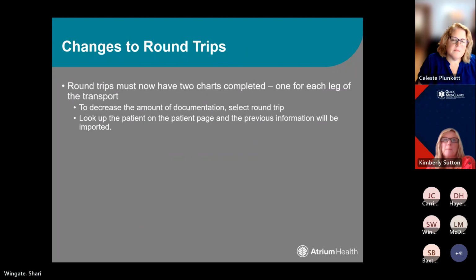There's a big change coming about to round trips. Sorry, guys, we have always done, if you've never relinquished care to that patient, that you do not have to do another chart. However, there are more and more insurance companies that are coming about saying, nope, we need two. And rather than saying, okay, if this patient has this insurance or that insurance, this is the pipe, no, we're just going to go ahead, cut to the chase. Every round trip must now have two charts completed, one for each leg of the transport. Really doesn't matter where you stop one chart and start the other.